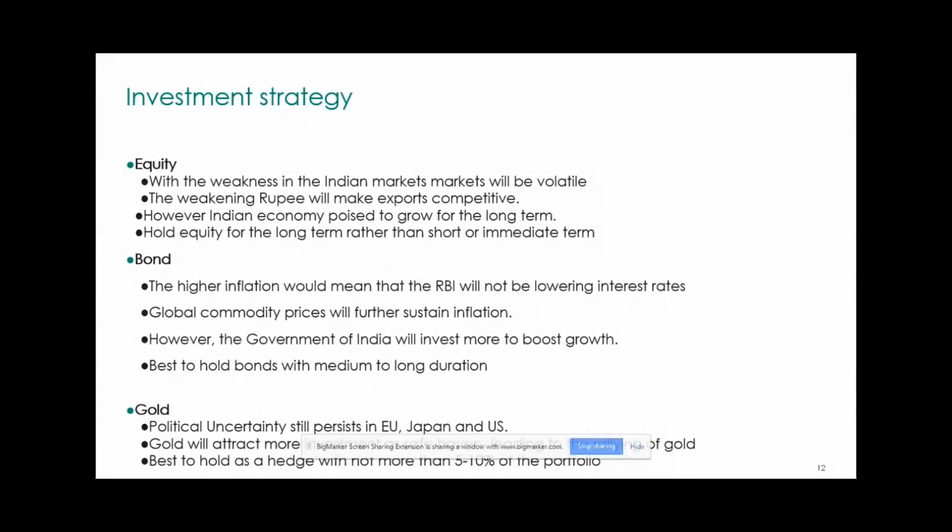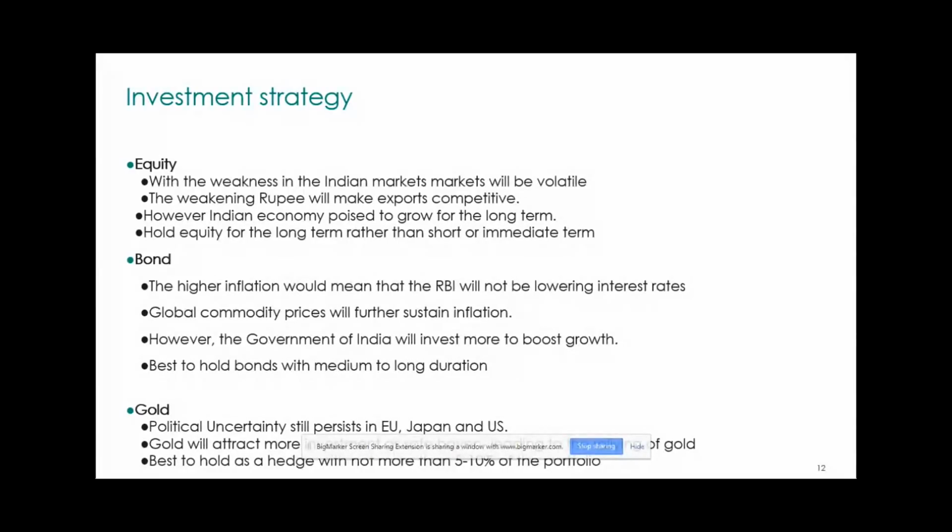not likely to increase interest rates, bonds of medium to longer duration will become less attractive rather than pure longer duration. So it is best to hold bonds which span between the medium to long duration.